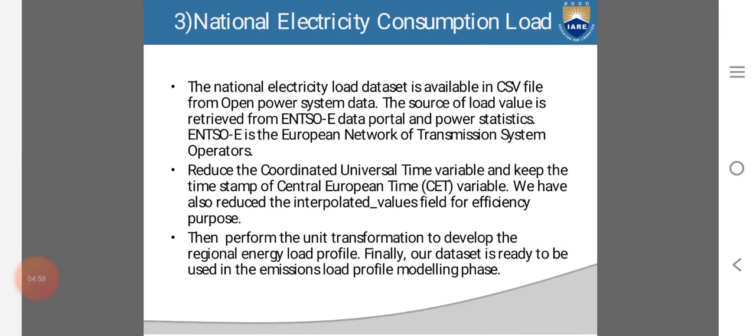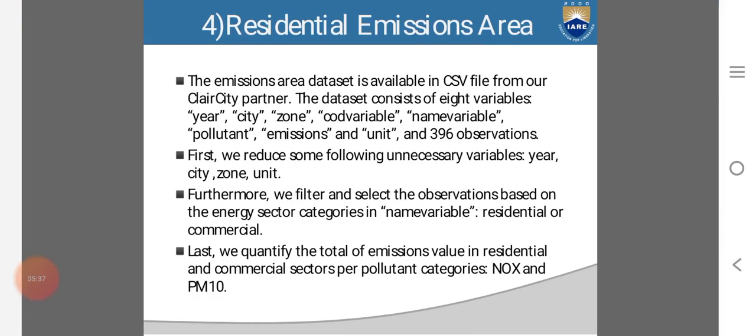National Electricity Consumption Load. The National Electricity Consumption Load dataset is available in a CSV file from Open Power System Data. The source of the load value is retrieved from the ENTSO-E data portal and power statistics. ENTSO-E is the European Network of Transmission System Operators. Reduce the coordinated universal time variable and keep the timestamp of the Central European time variable. We also reduce the interpolated values field for efficiency purposes. Then perform the unit transformation to develop the regional energy load profile. Finally, our dataset is ready to be used in the emission load profile and modeling phase.